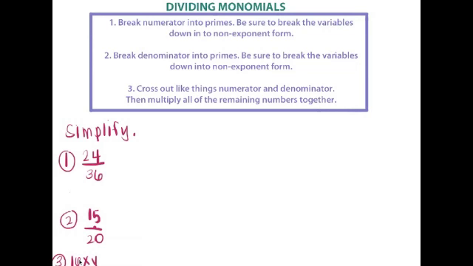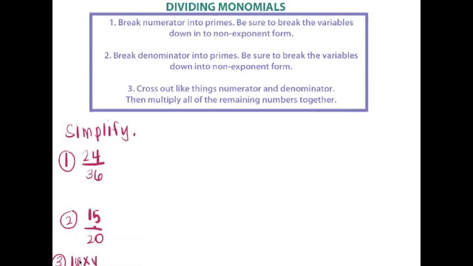And if you have variables, don't leave them in exponent form. If it's x squared, that means we're multiplying two x's together, so break down those two x's. Do x times x in the numerator. Step 2 is telling you to do the same thing in the denominator. In step 3, once you've broken down all of the numbers into primes and taken all the variables out of exponent form, cross out things that are exactly the same in the numerator and denominator. Once you've done that, we multiply all of the remaining things together.